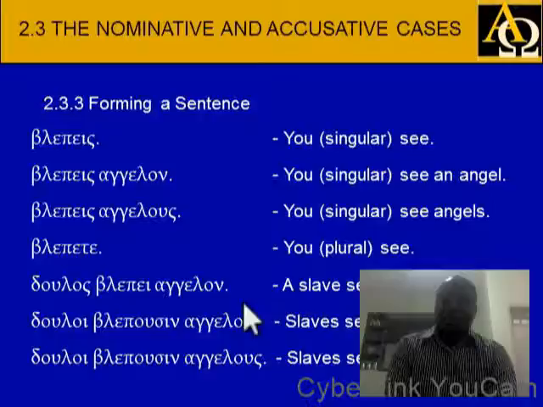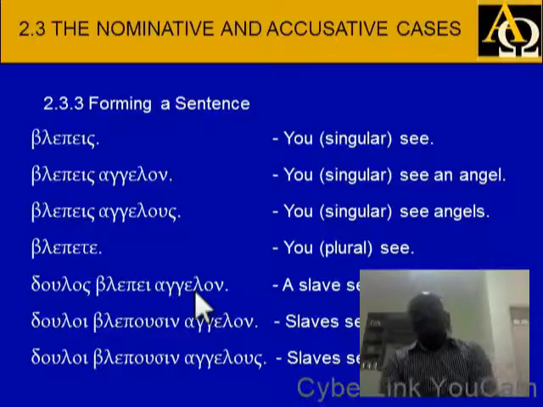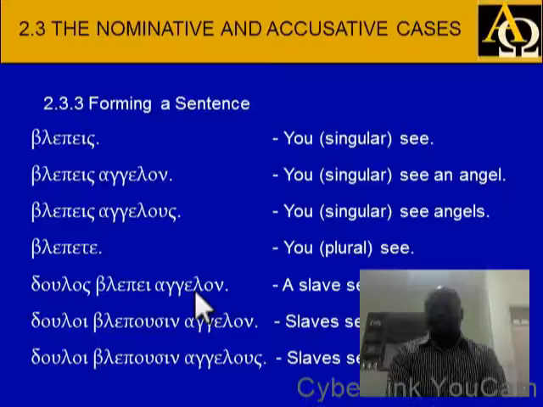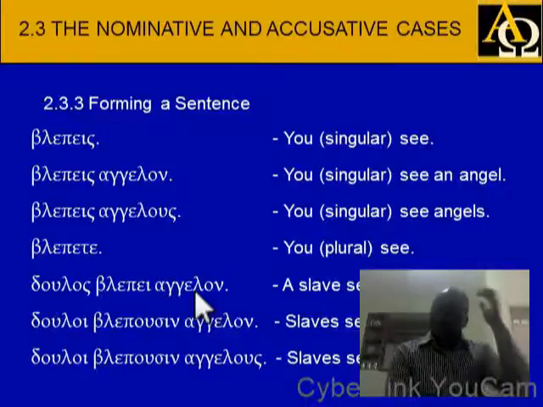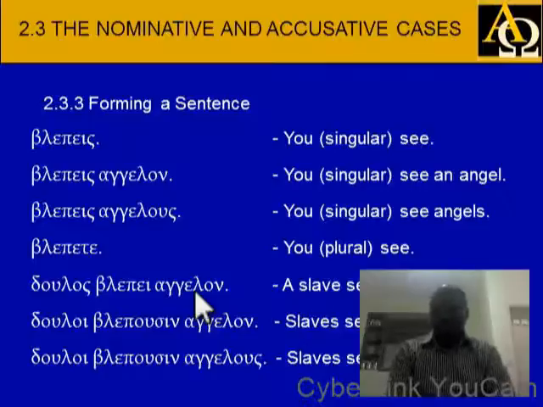So we have this sentence, doulos blepei angelon. A slave sees an angel. You have your subject, doulos. By the way, how do you know the subject? Well, the ending tells you, omicron sigma at the end. You know that's your subject. It also agrees with the verb, because there is he, she, or it sees. So a slave sees an angel.